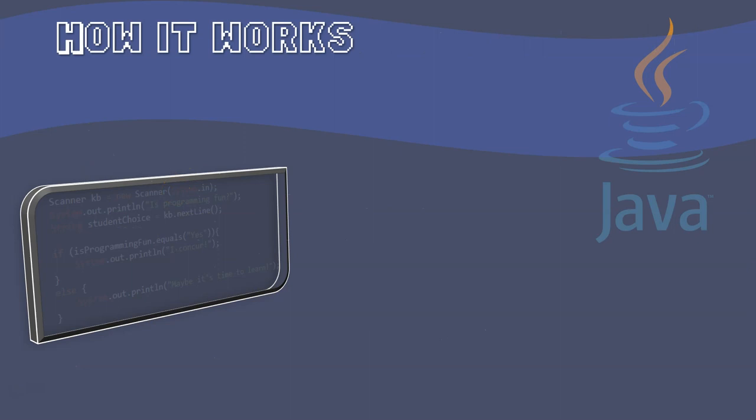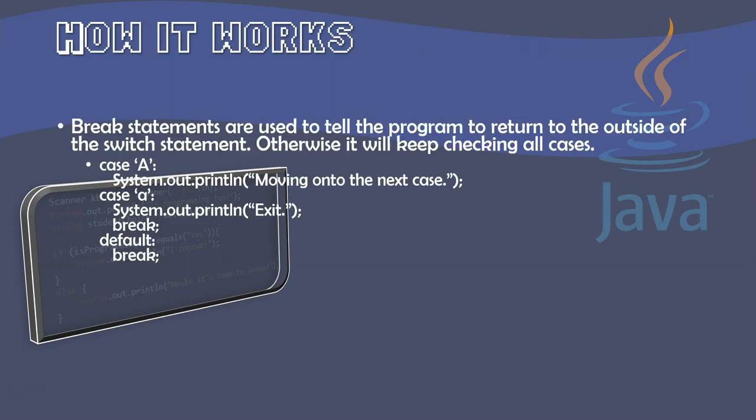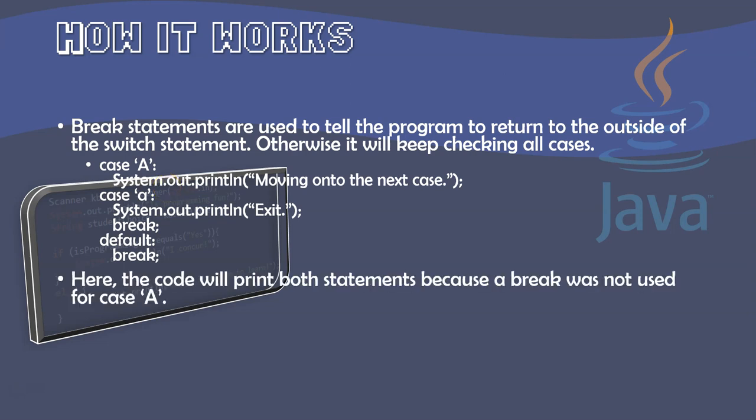So how does this actually work? Well, break statements are the key thing that stood out here. These are used to tell a program to go to the outside of the switch statement. Otherwise, it's just going to keep on checking all cases. For example, if I have case A, System.out.println, then moving on to the next case, case a, System.out.println, exit, break, default, break. You'll notice there is no break after the first case. The code instead is going to print both println statements because we never broke out of that first case. There's nothing to tell it to stop, so it simply continues on.